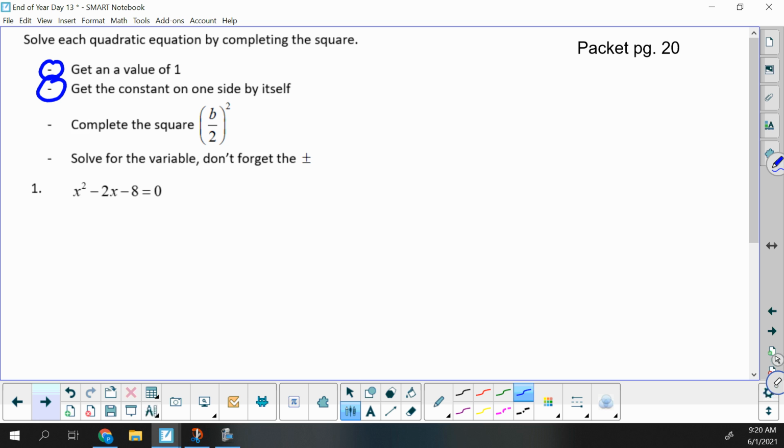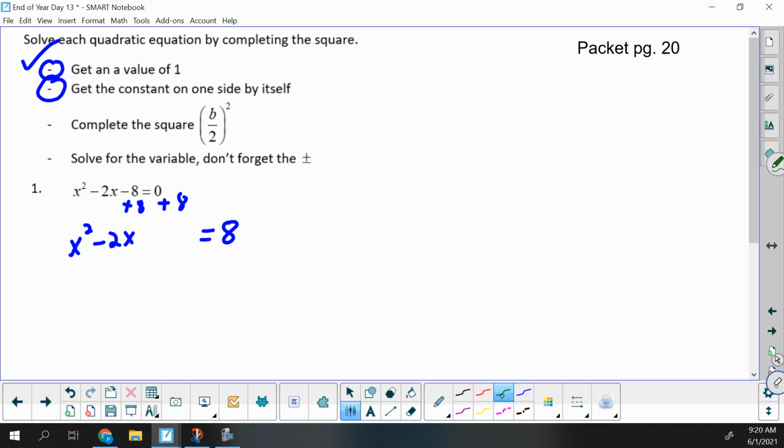So we've got a leading coefficient of 1. So that's a check. We've got to get the constant to the other side. So we're going to add the 8 over. So this will give us x squared minus 2x, and then leave yourself a little bit of space, and that equals 8.